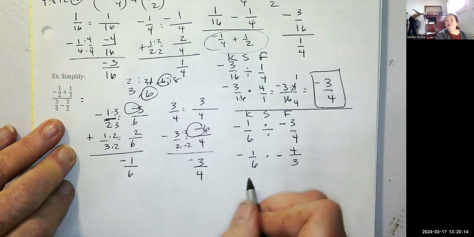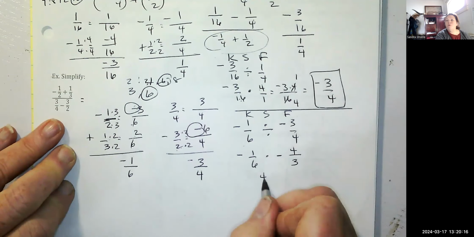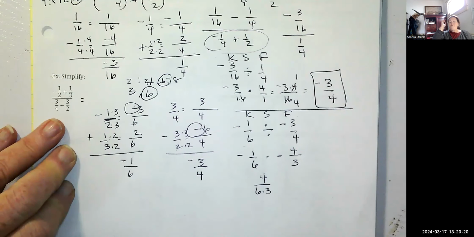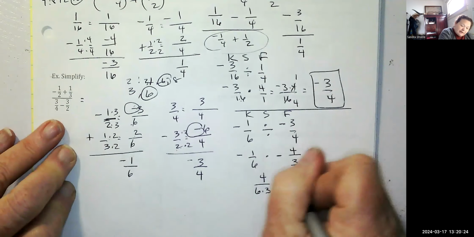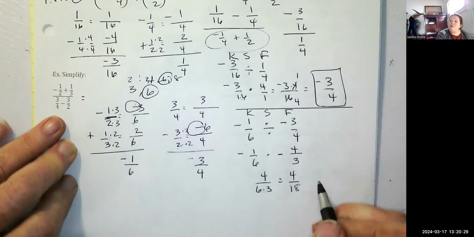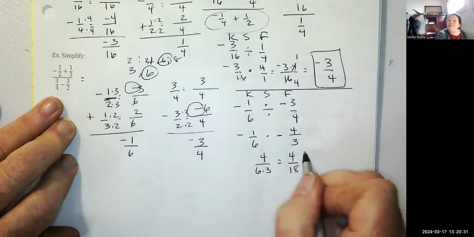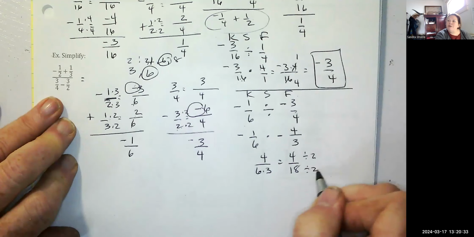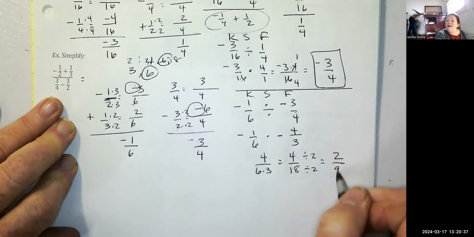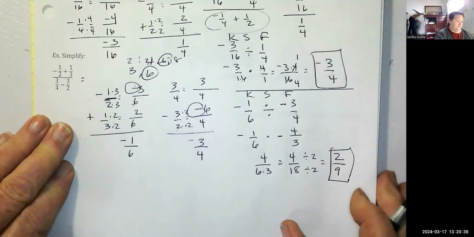When you multiply straight across, we get 1 times 4, which is 4, but we also get 6 times 3. I could go ahead and multiply that. In fact, let's just do it. I get 4/18. Those are both even, so they're both reducible by 2. So I'm going to divide both of these by 2. 4 divided by 2 is 2. 18 divided by 2 is 9. There's our answer.